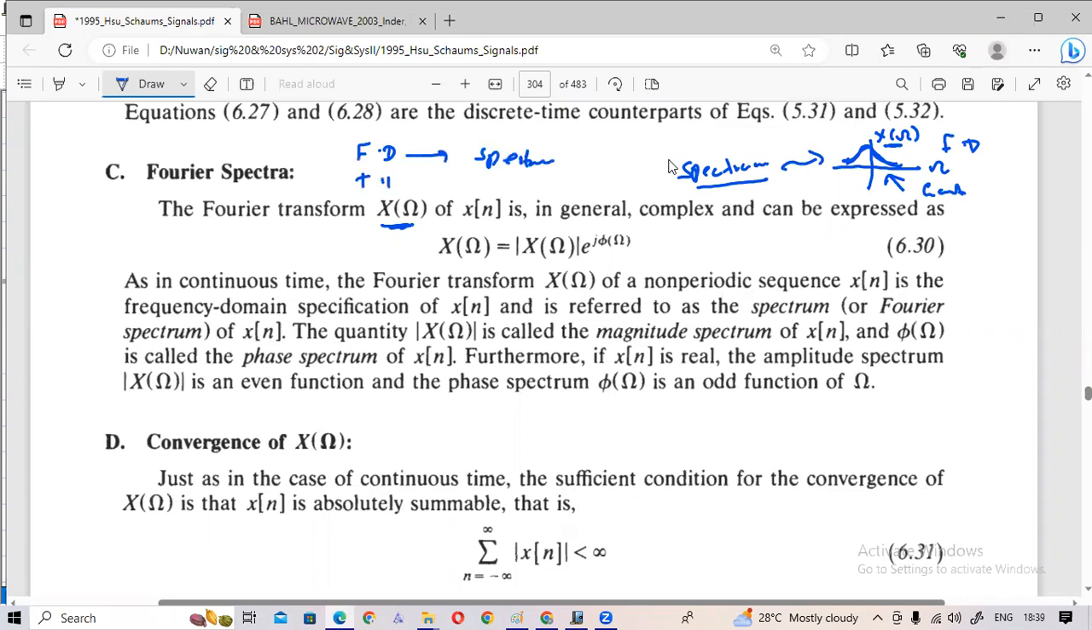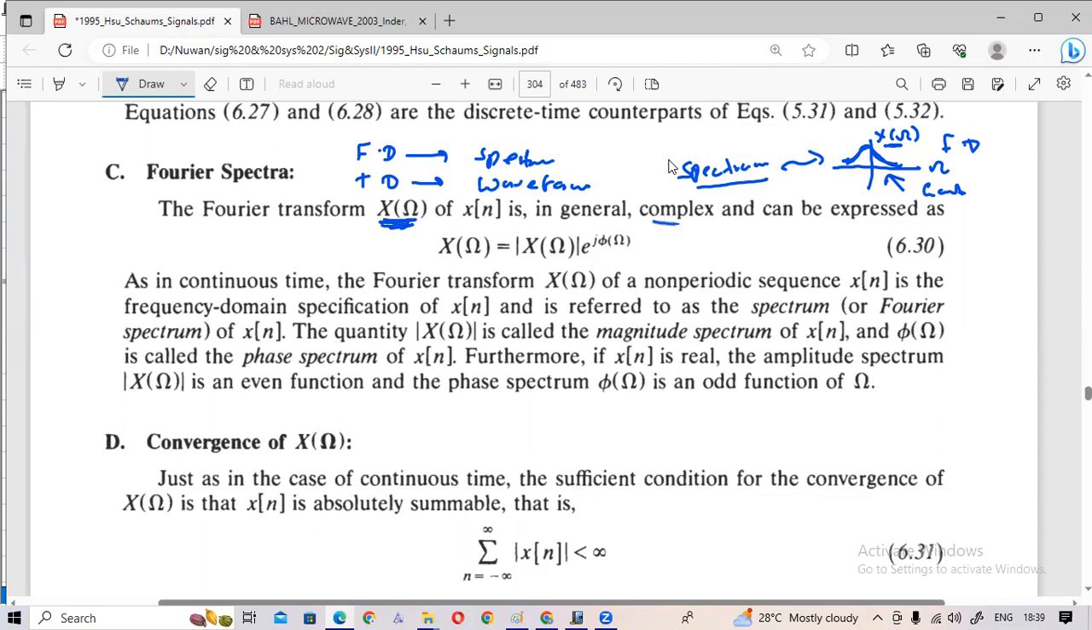Time domain signal, what do we normally call it? We call it a waveform. Time domain signal is like a waveform, and the frequency domain signal is a spectrum. So this x omega is a spectrum.